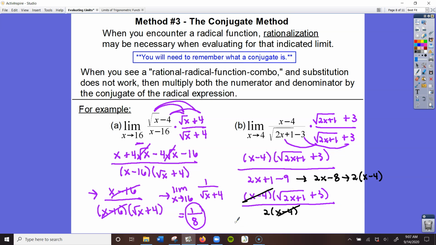So now I'm going to rewrite my limit. So the limit as x is approaching 4, and all I have left in the numerator is the square root of 2x plus 1 plus 3, and everything is over 2. And now I can plug in the 4. 2 times 4 is 8, plus 1 is 9. The square root of 9 is 3. And then I have this other plus 3 over 2, which gives me 6 over 2, and 6 divided by 2 is 3.